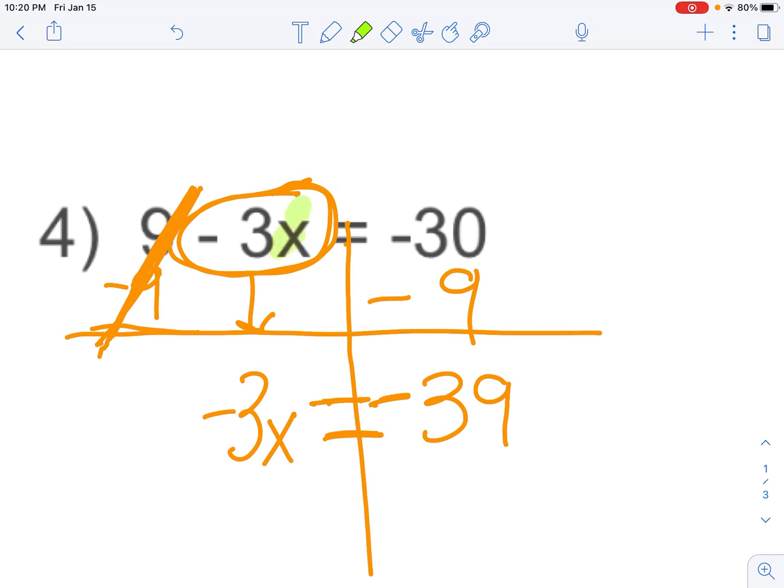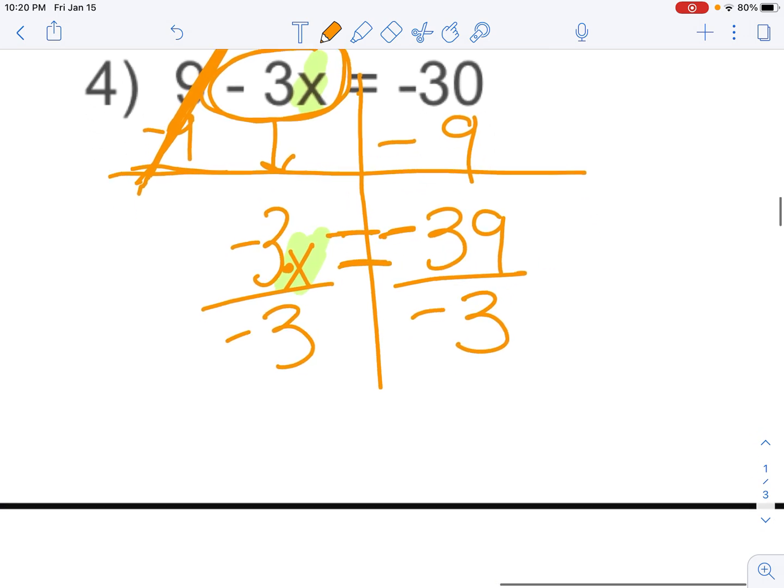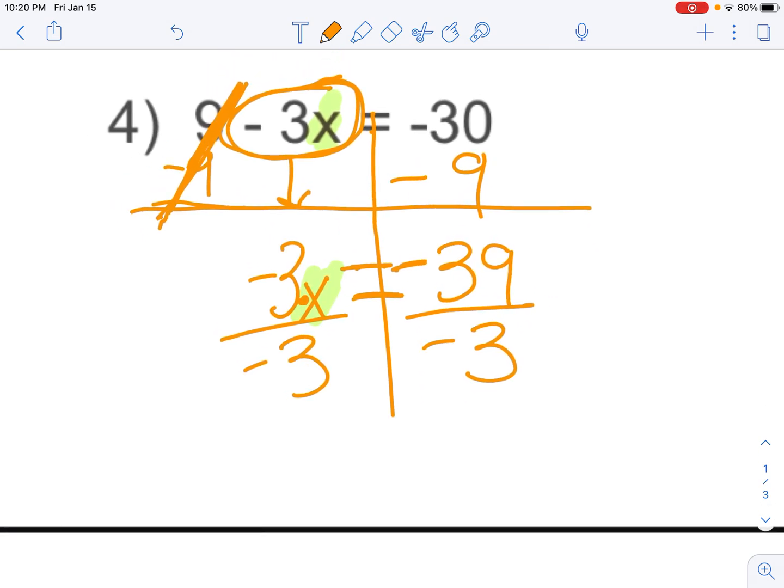Now we still have our x to look for. Negative 3 times something makes it negative 39. The opposite of multiply is divide, and we're going to divide by negative 3 on both sides. These will cancel. A negative 3 divided by a negative 3 is 1, so you're left with x. And equals in the middle.